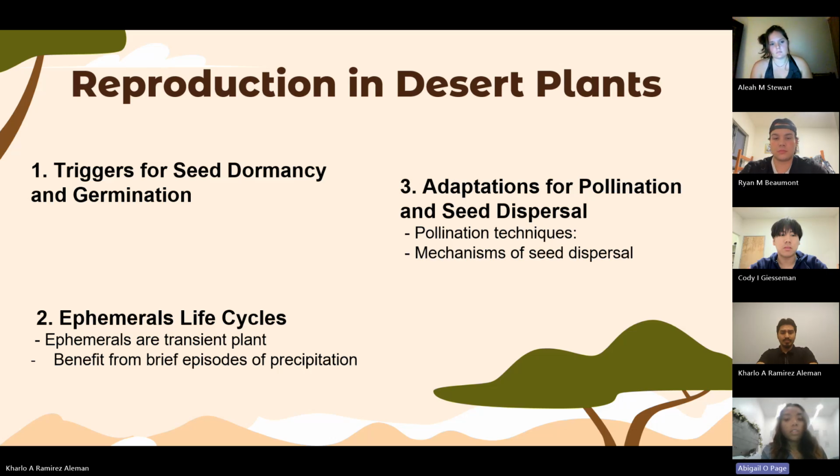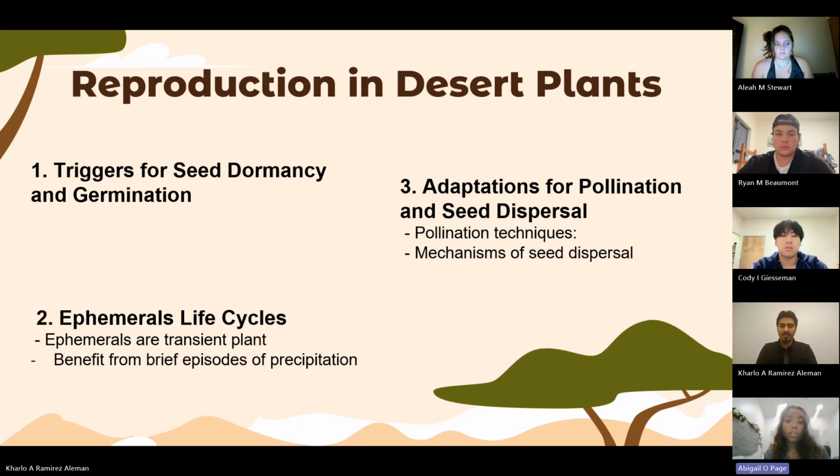Moving on to the reproduction of desert plants. These plants really need help when it comes to reproduction since it's such a harsh climate. So first of all, we have dormancy and seed germination. Seeds will wait until the perfect time to germinate themselves. So seeds will remain inactive until things like rainfall happen. Moving on to embryos' life cycles, they benefit from certain episodes of precipitation. So basically, they will wait for it to get a little bit more moist, cooler, or hotter, depending on what the seed needs to germinate itself to then sprout.